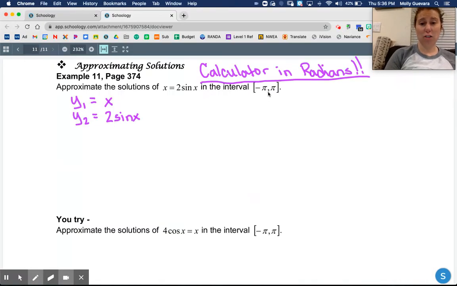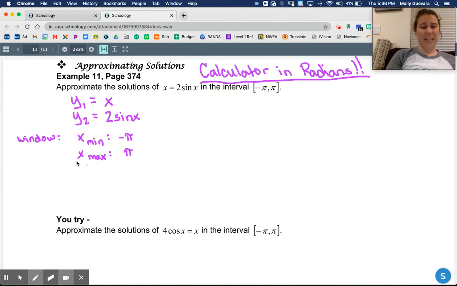Okay, so I'm going to change the window because I only want the interval from negative pi to pi. So that means under window, I want my x minimum, the furthest to the left it goes, to be negative pi. And then I want my x max to be pi. And what would really help me too is the scale, because right now the scale is set to go like 1, 2, 3, right? Each tick mark is 1, 2, 3. I don't want that. I want each tick mark to be something in radians, so I'm going to do pi over 4.